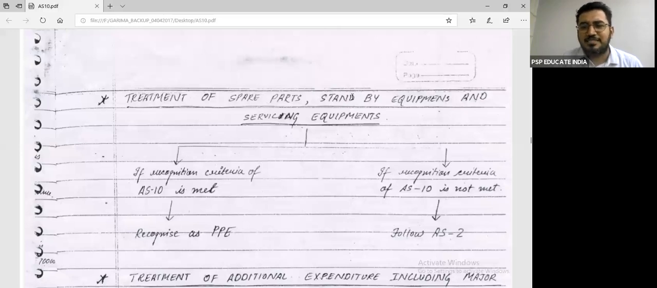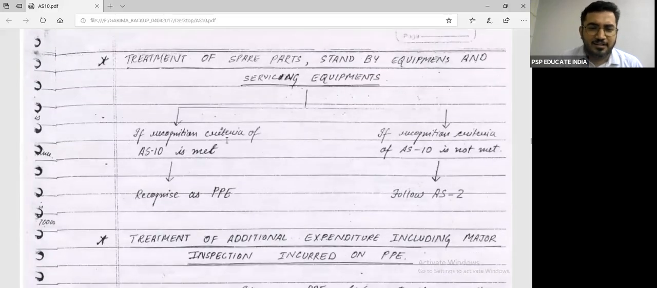If spare parts, standby equipments, and servicing equipments fulfill the recognition criteria of AS-10, you will recognize it as PPE. If the recognition criteria of AS-10 is not met, you will follow accounting standard 2. Right, quickly on the chat box, I hope you all remember this. We did this when we did accounting standard 2. Exactly the same part is repeated over here.